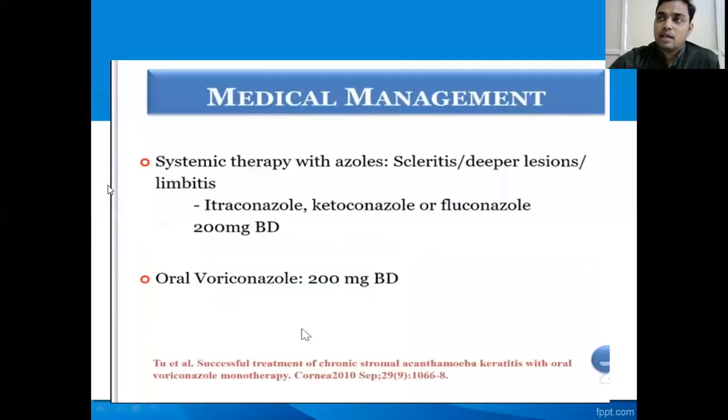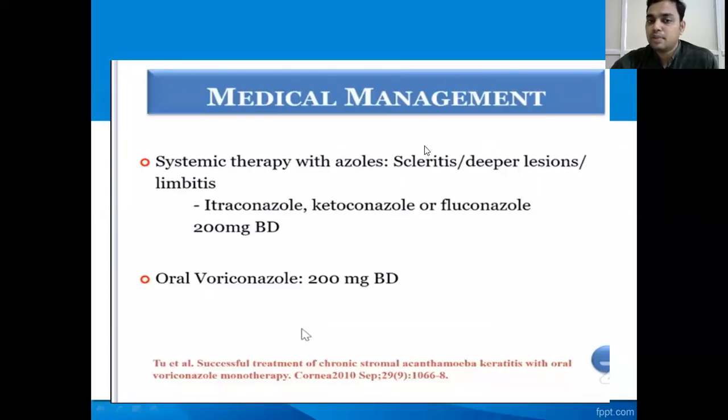For any ulcer, first we have to take the corneal scraping and send it for smear and culture and sensitivity. Based on that, we will know our enemy. Based on that, we start the treatment, whether to give antibacterial, antiviral or antifungal. But all these antivirals, antifungals, and antibacterials do not work in acanthamoeba keratitis.